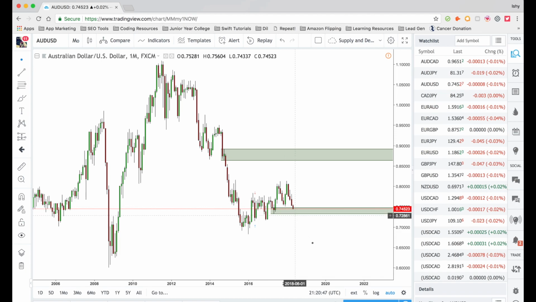We're low on the curve. We're in a demand zone right now. So what does that mean? That means that you should start looking for buying opportunities. Let me repeat that. You are in a demand zone.